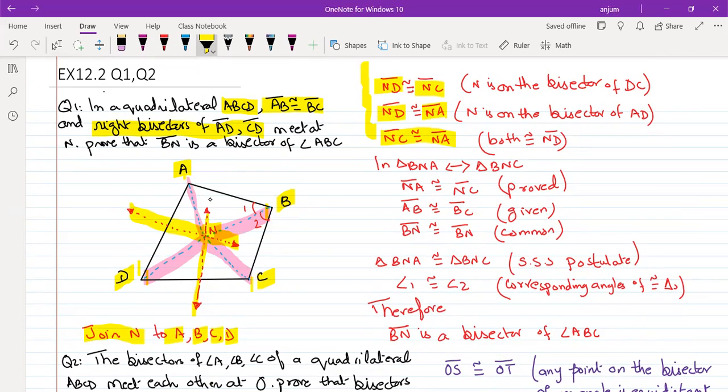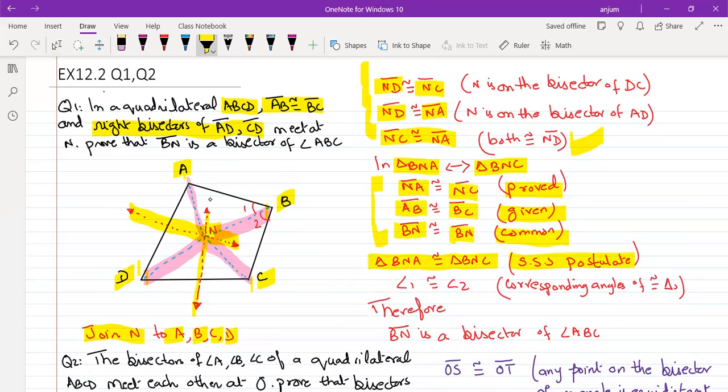Now we will take the correspondence of two triangles BNA and BNC. Look at the diagram, BNA and BNC. In these two triangles, we have just proved that NC and NA are congruent. We have just proved it over here. Another, AB is congruent to BC. It was given to us. And BN is congruent to BN. It is a common side. So we have gathered 3 sides. So we are using the side-side-side postulate, and these two triangles are congruent.